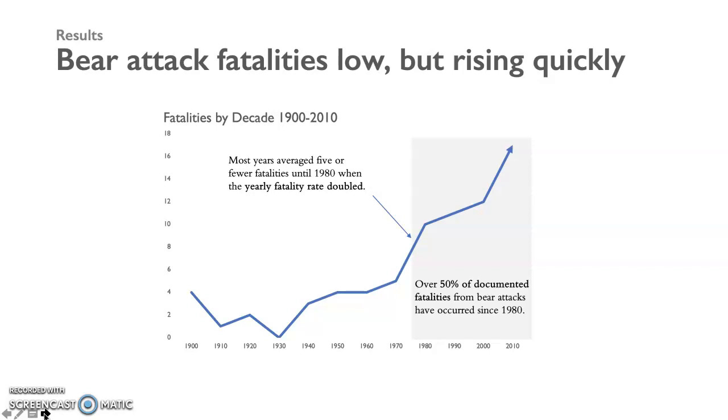Since 1900, there have been roughly 80 fatalities from bear attacks. Until 1980, the number per decade was 4 or less. In 1980, that number doubled and is on track to double again in the 2020s. The growing overlap between human activity and bear habitat is likely a large part of this increase.